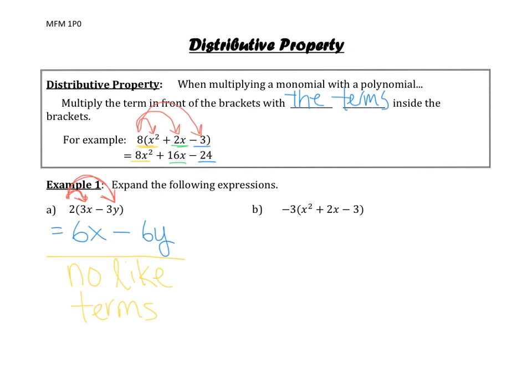Okay, let's try another one here. Okay, so here we're going to take this negative 3 and we're going to multiply it by the x squared. Okay, and that will give us negative 3x squared. The next thing we're going to multiply is the negative 3 times the 2x. Okay, and that will give us negative 6x. And the last thing that we're going to multiply is negative 3 times negative 3. On the side, it would look like this. Negative 3 times negative 3. And of course, that equals positive 9.